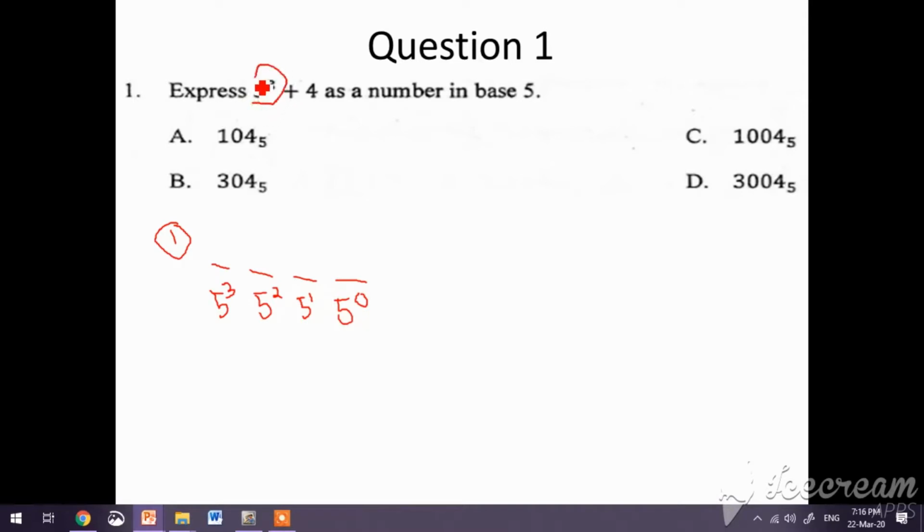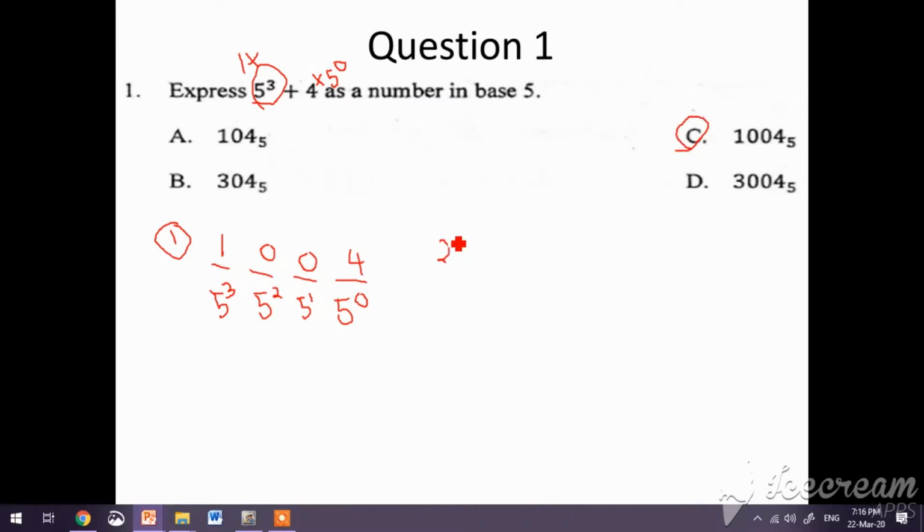So 5 power 3 is 1 times 5 power 3, so you write 1 here. And this 4 should be 4 times 5 power 0, because 5 power 0 is 1. So at 5 power 0 you write 4, then the rest you write 0. So the answer is 1004 base 5.